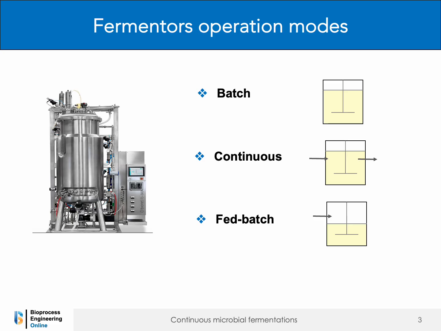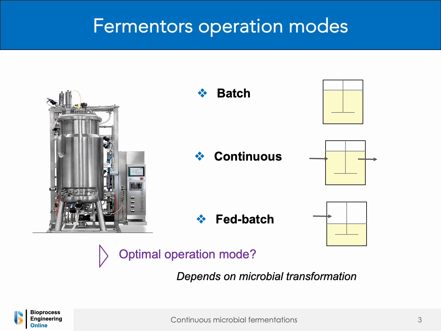Industrial microbial fermenters operate in three distinct modes. Batch mode: the entire fermentation medium is introduced at the start, with no further additions or removals during the process. Continuous mode: fresh medium is continuously fed into the fermenter, while an equal amount of culture is simultaneously withdrawn. Fed batch or semi-continuous mode: a portion of the medium is added initially, and the remaining part is gradually fed over time without removing culture. The choice of the optimal fermentation mode depends on the specific microbial transformation being performed, as each approach offers advantages for different processes.